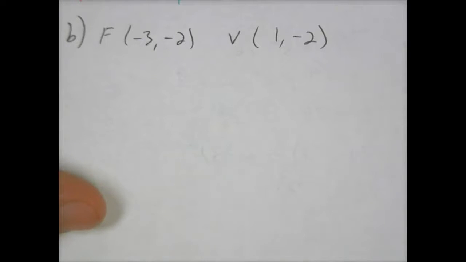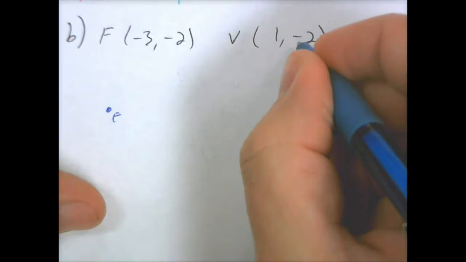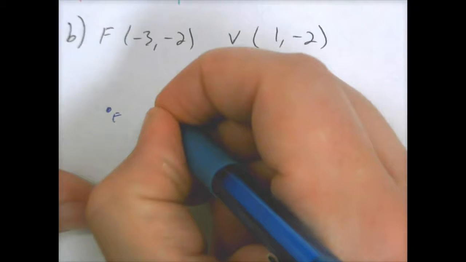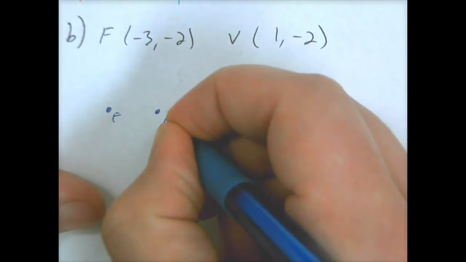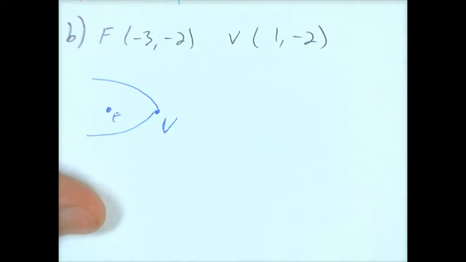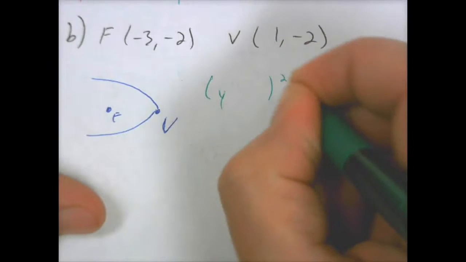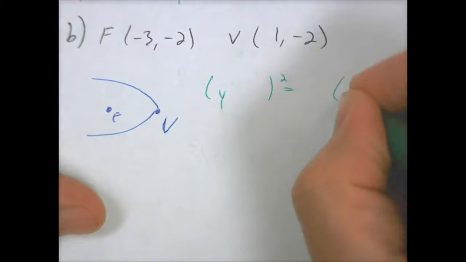Okay, same sort of deal here. I'm going to graph where my focus and where my vertex is. So my focus is (negative 3, negative 2). So there's my focus. Vertex is (1, negative 2), so it's on the same line in the y direction. So there's my vertex, which means my parabola opens that direction. So it looks like in this one I will have the y term squared, so I can say (y something) squared equals 4p times (x something).